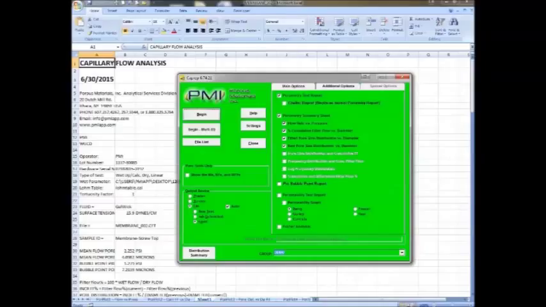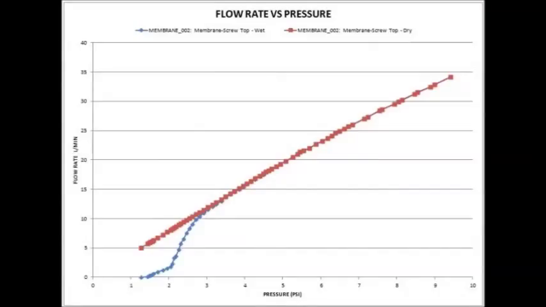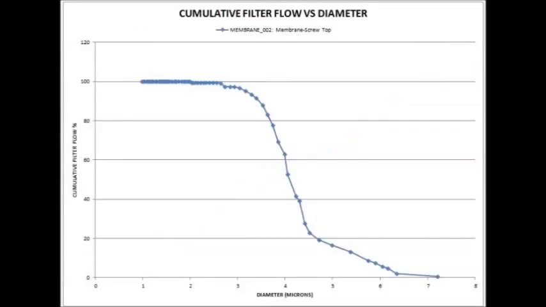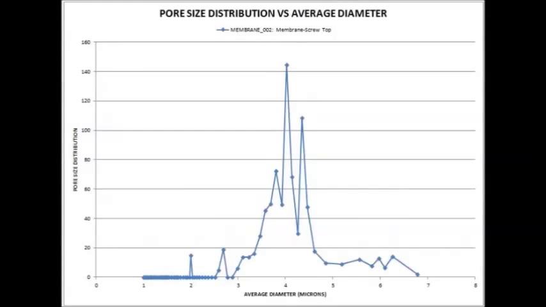Just like when you output the report in CapRep, there's going to be a summary sheet, graphs of the result with flow rate by pressure, cumulative filter flow by pore size, a histogram by pore size, and a line representation of the histogram.